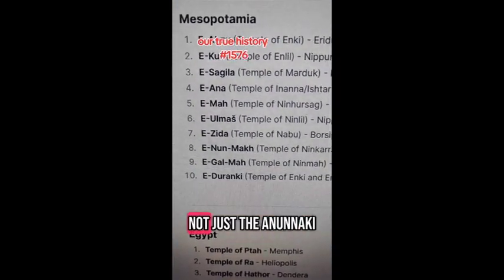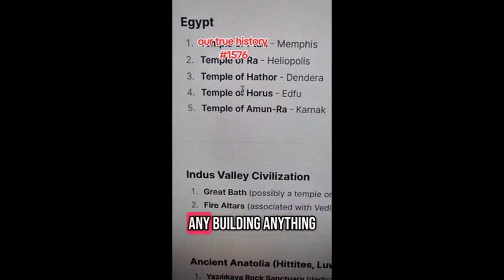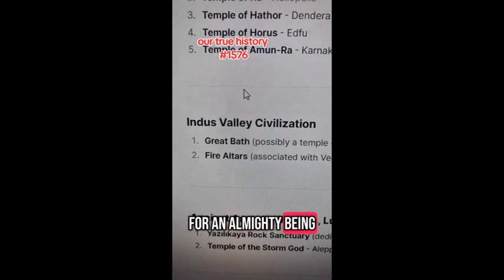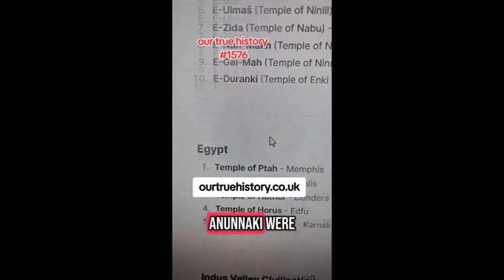But anyway, it's not just the Anunnaki. They even build stuff prior to building anything for an Almighty Being. They build them all over the place. In fact, they build them all in the same places where the Anunnaki were.